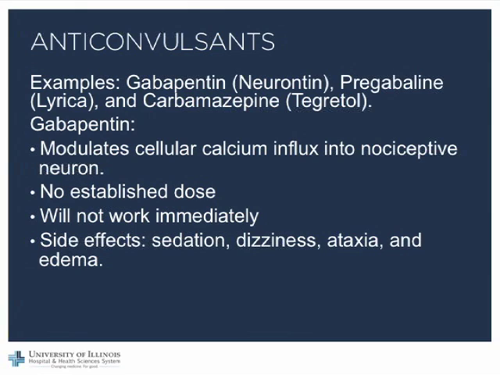Some examples of these are gabapentin, which is Neurontin, pregabalin, which is Lyrica, you've seen commercials on that on TV for fibromyalgia, and then carbamazepine, which is Tegretol. But let's use gabapentin. This is the more common one that I use, and it modulates the cellular calcium influx into the nociceptive neuron itself. The thing is, there's no established dose for pain control. Therefore, I start at a low dose, like 100 milligrams 3 times a day. And again, it will not work immediately, so it takes a little bit of time, okay? Side effects, it does have sedation, and therefore adding on to opiates, we have to be careful because we can enhance the sedative effect.